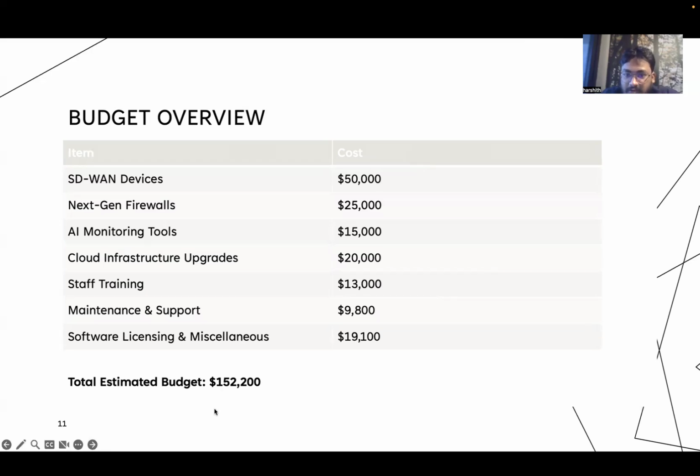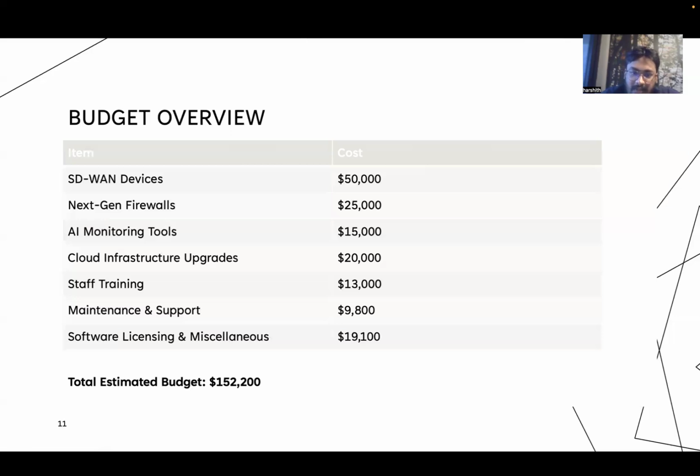In the budget overview, the SD-WAN devices are given $50,000. For the next-gen firewalls, we allocated $25,000. In AI monitoring tools, $15,000. Cloud infrastructure upgrades $20,000, staff training comes to $13,000, maintenance and support comes to $9,800, software licensing and miscellaneous charges is $19,100, and it's a total cost of $152,200.